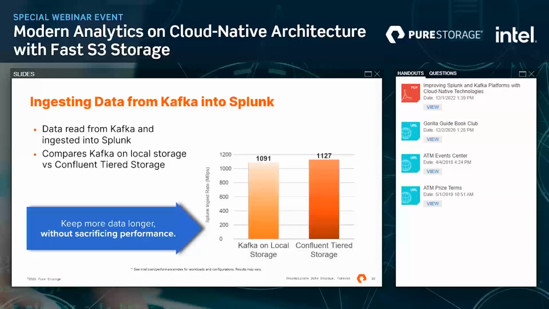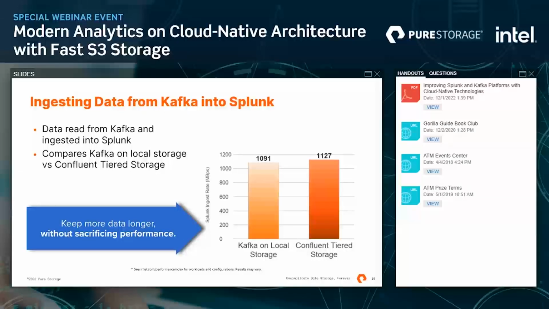As you can see here in the graph, the left side shows the ingest rate when it's read from Kafka local storage. And then we repeat the test by having the data on S3, like Confluent tiered storage. When you're consuming data from Kafka into Splunk, it is predominantly pulling the data from S3 through Kafka tiered storage and then ingesting into Splunk. And as you can see here, the performance difference is not much.